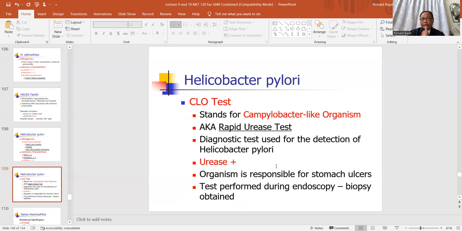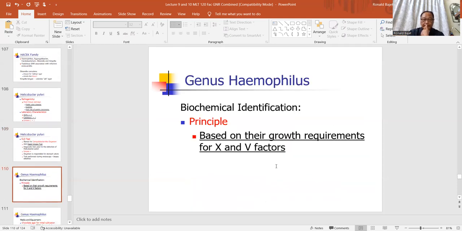And when you do a urease test on a surgical specimen, it's called the CLO test. CLO stands for Campylobacter-like organism. It's a rapid urease test. So you get a piece of tissue from surgery and do a urease test. If it's positive, then that's a positive CLO test, and you have H. pylori, okay? It's urease positive, and this organism is responsible for stomach ulcers. Like I said, it's performed during endoscopy, where a biopsy is taken and submitted to the laboratory.